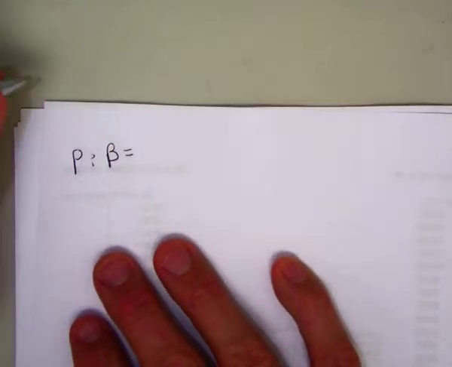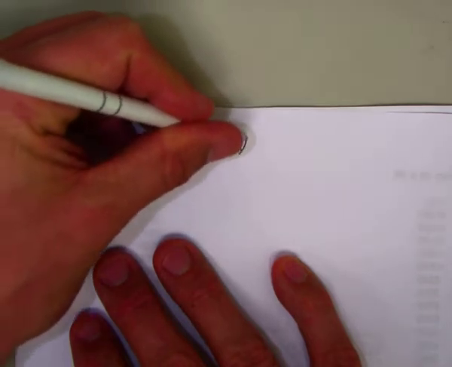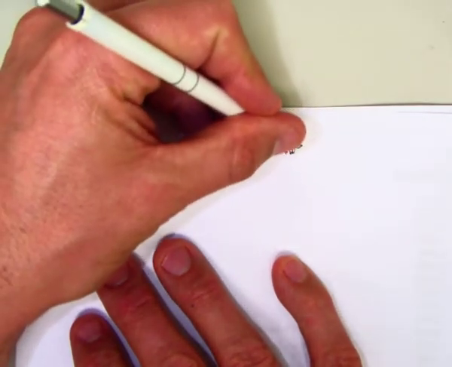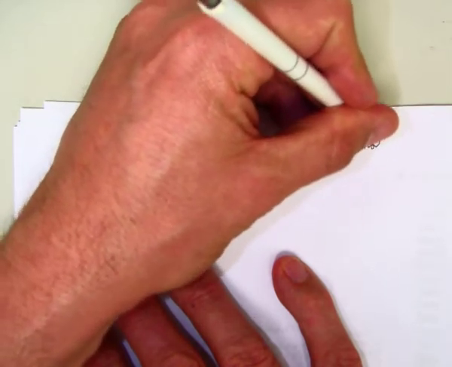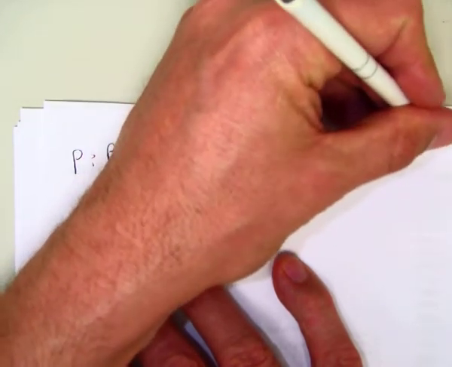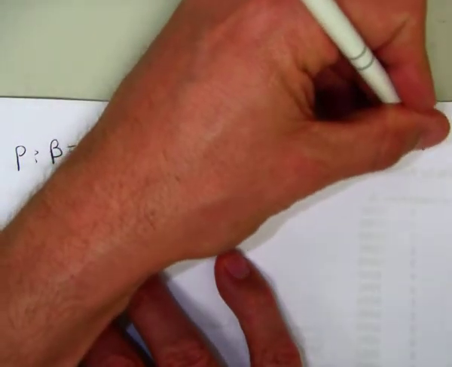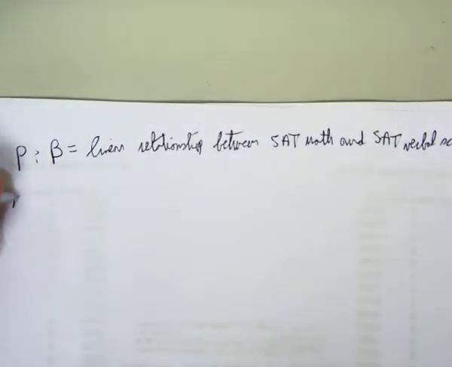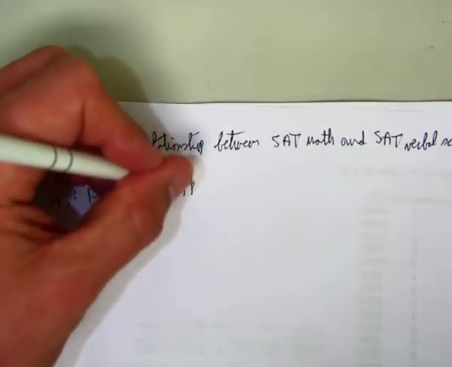Our parameter here, big B, is the linear relationship between SAT math and SAT verbal scores. Okay, so they just want us to figure out if there is evidence of a difference. So this is a two-tailed test.